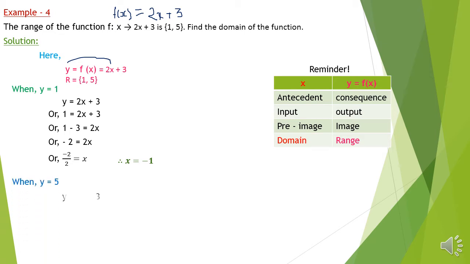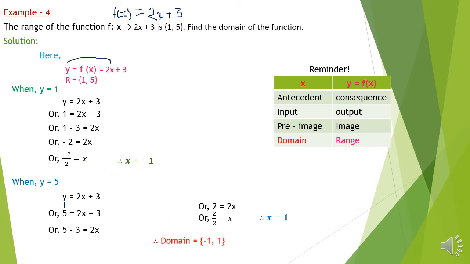When y is equal to 5, y = 2x + 3 is our given function. Then we replace the value of y with 5, and 3 will change its side. 5 - 3 = 2x, then 2 = 2x, x = 1. Now our domain is the collection of x. The domain is the collection of pre-images. So our domain is -1 and 1.